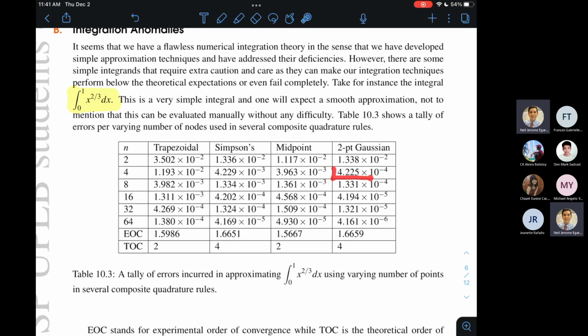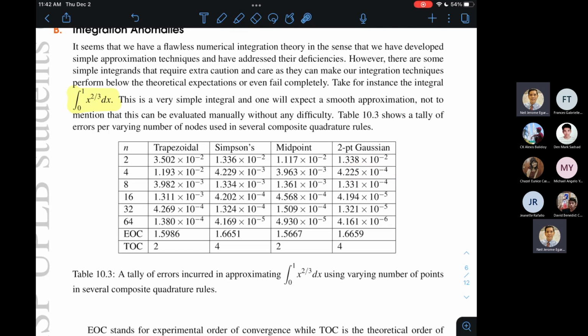Tapos para sa composite two-point Gaussian, so ibig sabihin meron akong apat na points supposedly na gagamitin, no? So ibig sabihin magagawa ko ng composite Gaussian rule doon sa dalawang subintervals, or actually ilang subintervals? Sa tatlong subintervals induced by the 4 points. Okay? So yun yung ibig sabihin ko dito ng two-point Gaussian. Alright? Now, we can repeat the experiments using more points.